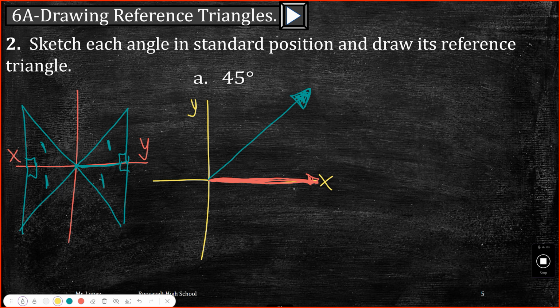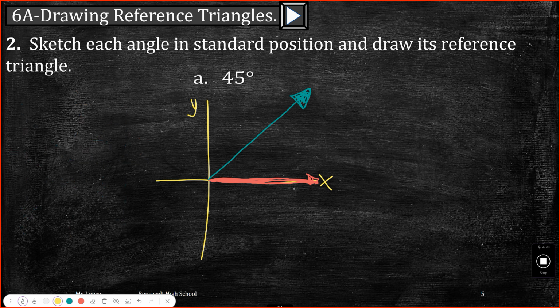It is never like this. It is never like this. Not these two, not this. It's always the butterfly here. So when you draw a reference triangle, don't ever do this. If I ever catch anybody, I'll say, what? I told you not like this. And people are still going to do it. Oh, like this? No. It's always with one side on the x-axis. There, that's a reference triangle. Sketch each angle in standard position, draw its reference triangle. So this is called a reference triangle right here.